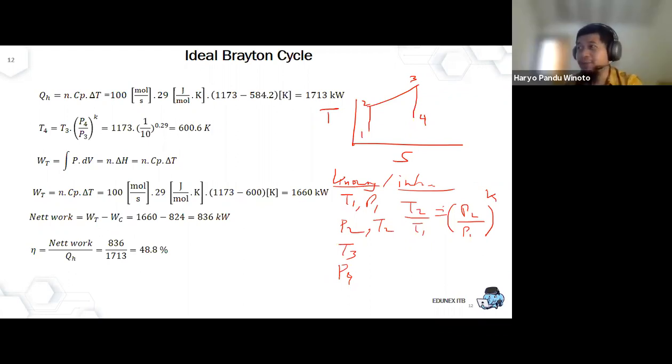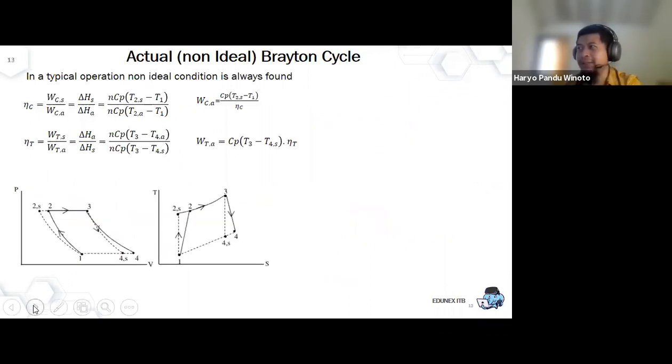Now let's move to the other case. Now, what if we have a non-ideal Brayton cycle? When we have a non-ideal Brayton cycle, it's kind of troublesome, but it's there. We cannot avoid it.